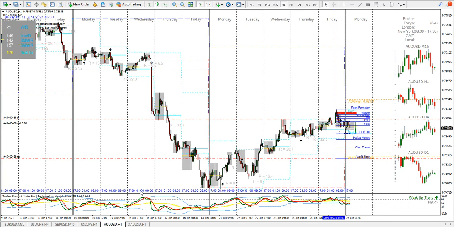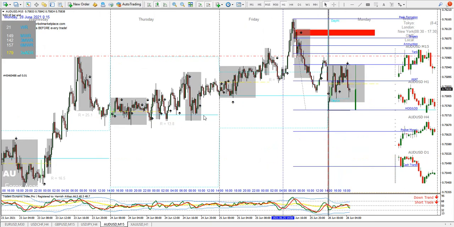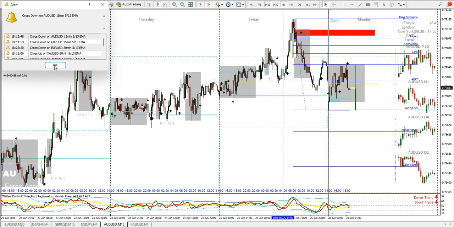AUDUSD. I'm already on profit, 53 cents on this pair. I took that trade around the zone. Here is the trade that I took. I'm already on profit. This is for the $1 that I have funded, guys.